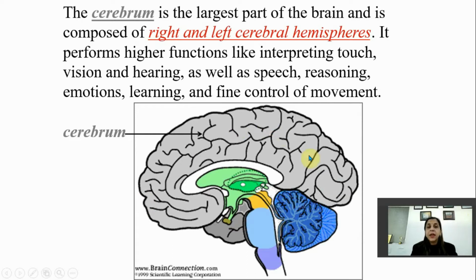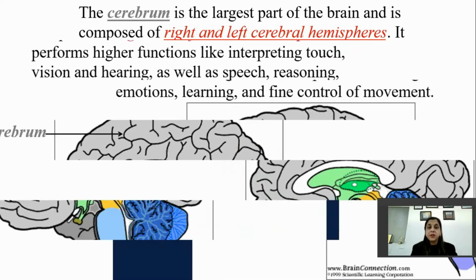As shown in the diagram, it is the largest part of the brain, which consists of the right and left cerebral hemisphere. The cerebrum performs many functions of the higher mental functions, right? It performs the functions of emotions, intelligence, personality and the fine control of movements.